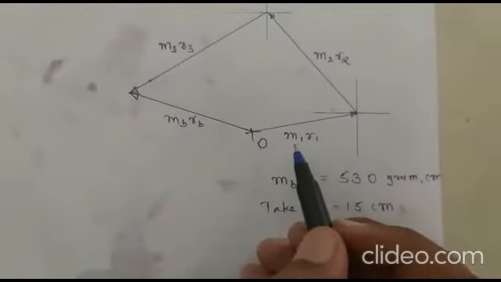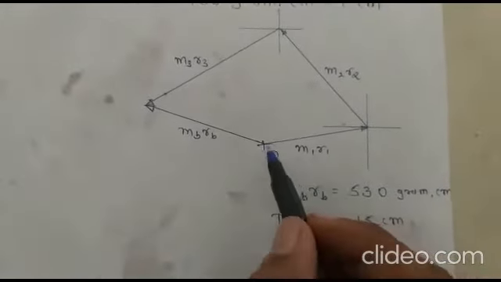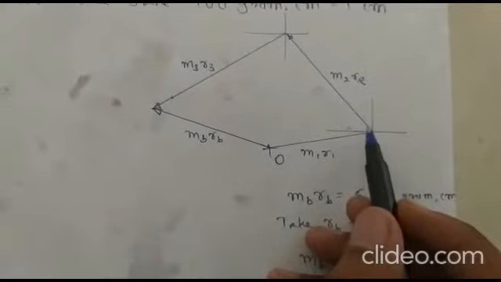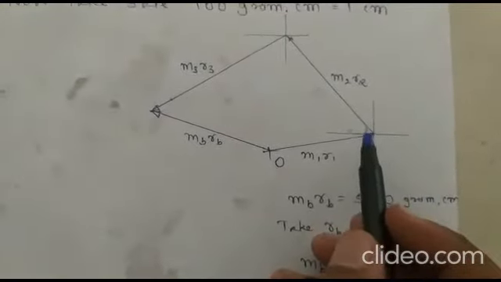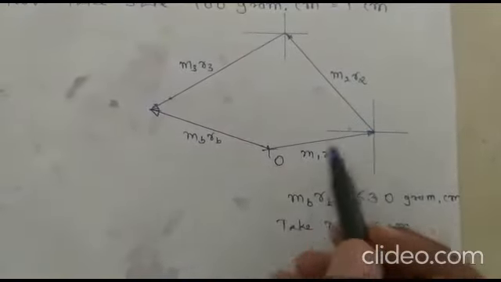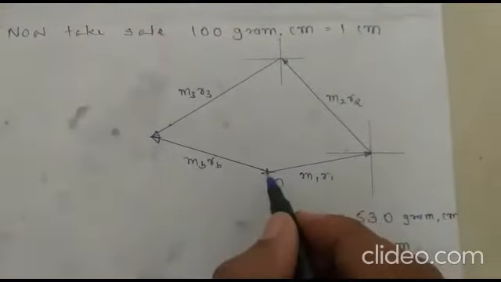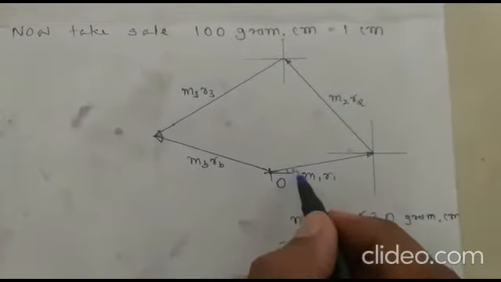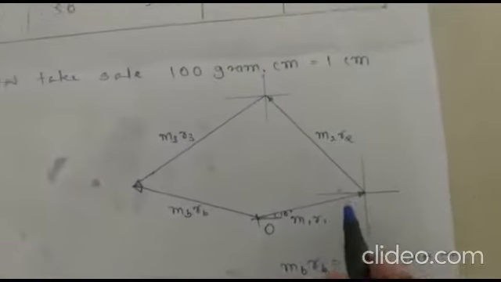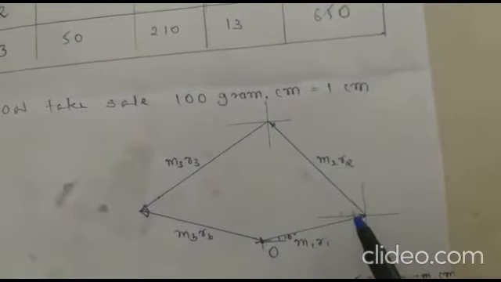This is M1R1, which is 450 gram into centimeter. I am converting that into scale, so this is 4.5 centimeter, the first vector, and this angle is 10 degree. Okay, so for the second, this is a product.